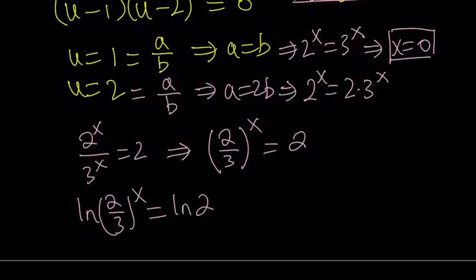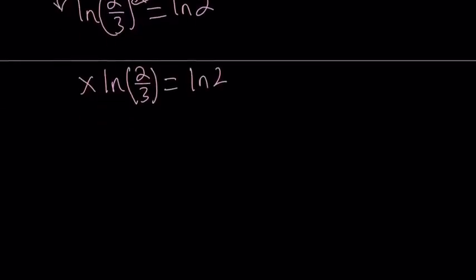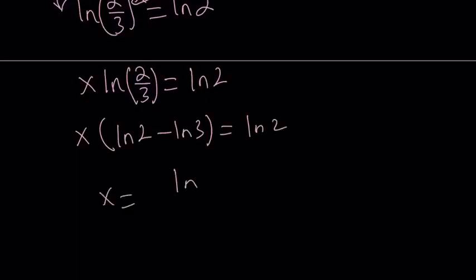From here, we use properties of logarithms. So let's go ahead and move the x to the front. That's what allows us to simplify the process. When you ln both sides, you get rid of the exponent, basically, right? So this equals ln 2. And obviously, I want to divide both sides by ln 2/3, but let's go ahead and simplify ln 2/3 first. Can I write it as ln 2 minus ln 3 using properties of logs again? And from here, I can just divide both sides by that, ln 2 minus ln 3.